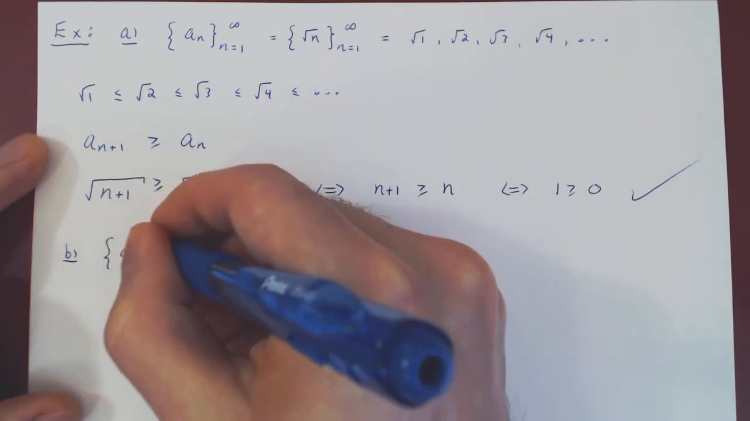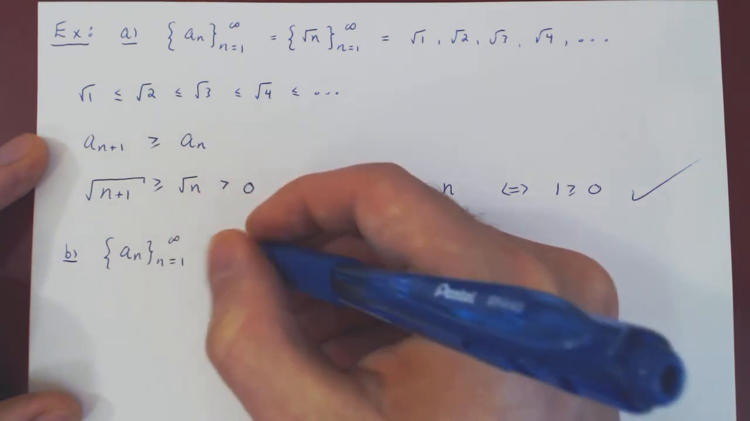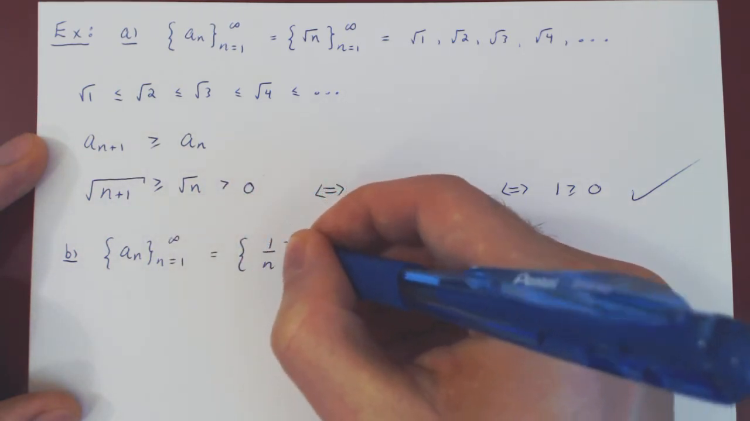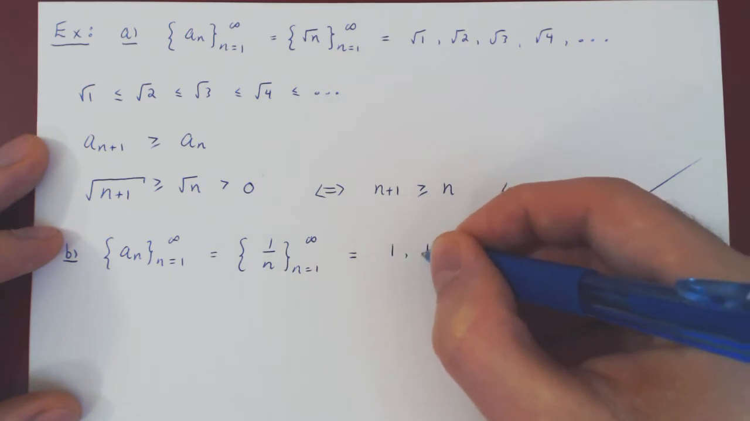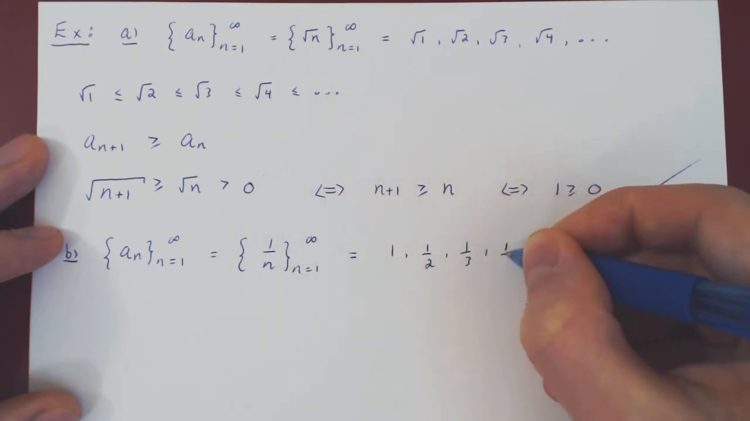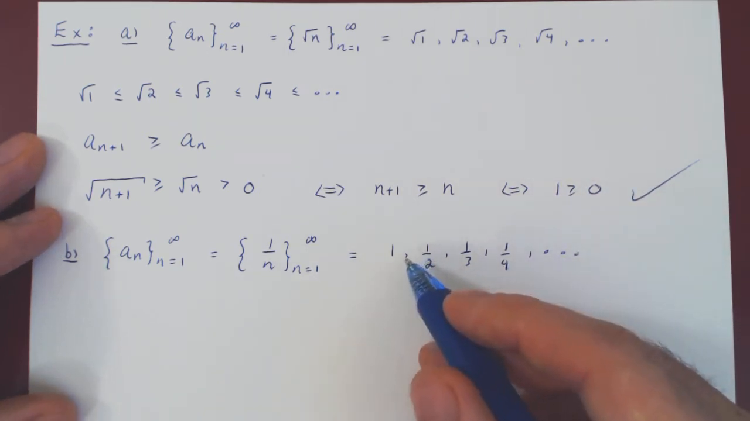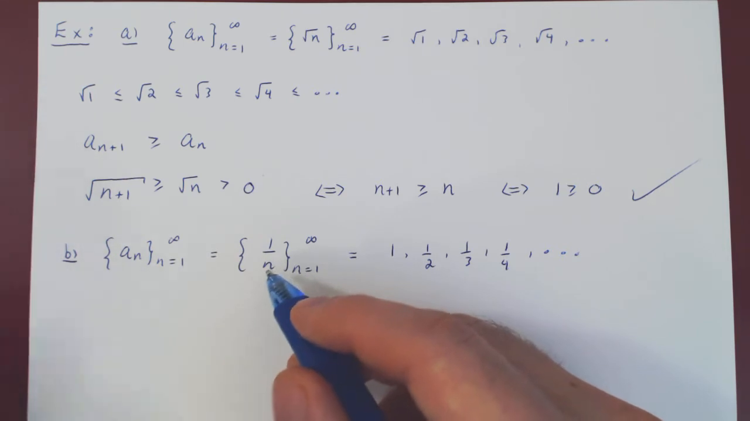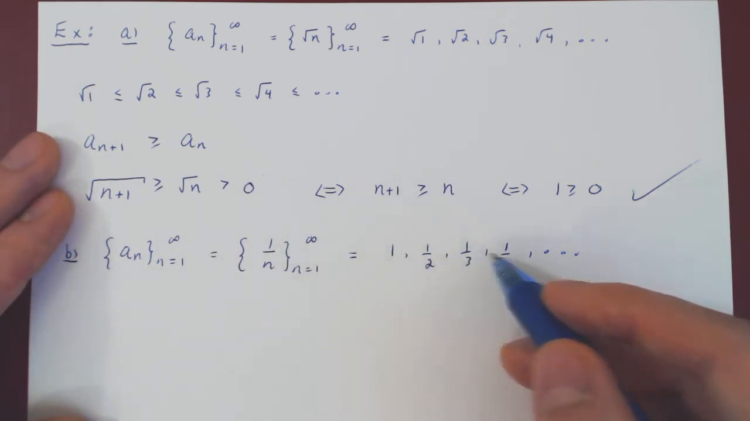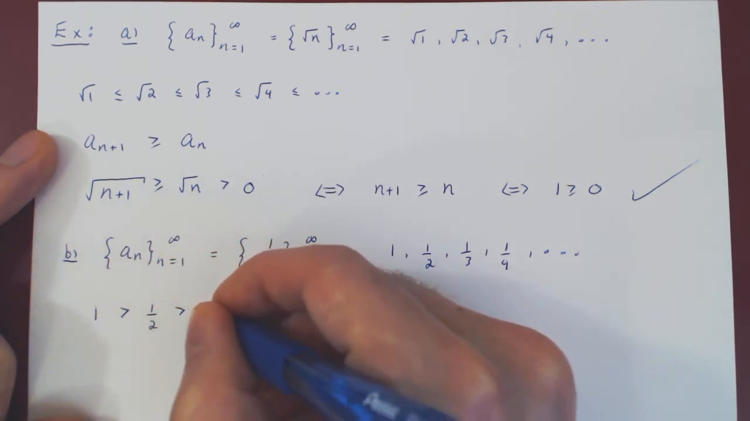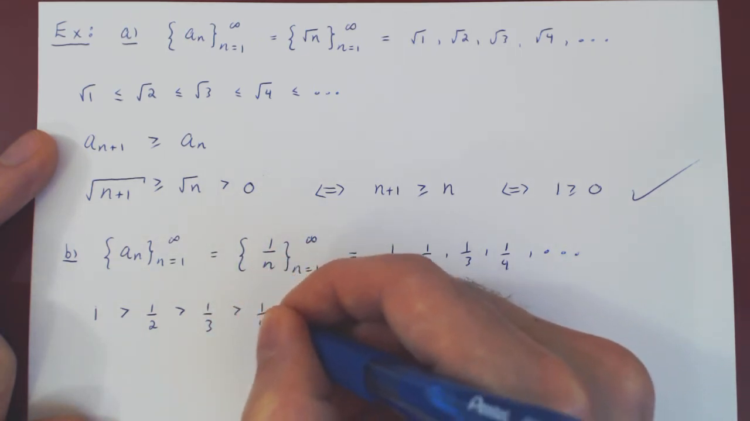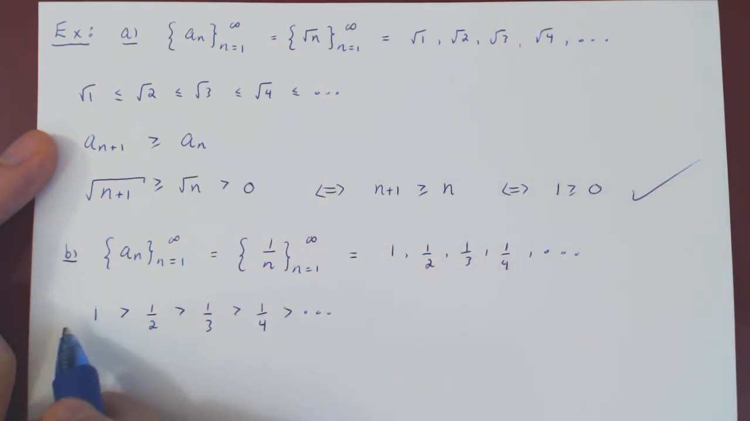What about this sequence? One over n. Let's write the first few terms. So 1 over 1 is 1, 1 half, 1 third, 1 quarter, and so forth. We can see we are dividing 1 by terms that are getting larger and larger, so of course the reciprocal is getting smaller and smaller. So 1 is larger than 1 half, which is larger than 1 third, larger than 1 quarter, and so forth. So here, the sequence is strictly decreasing, but again, it is monotonically decreasing as well.